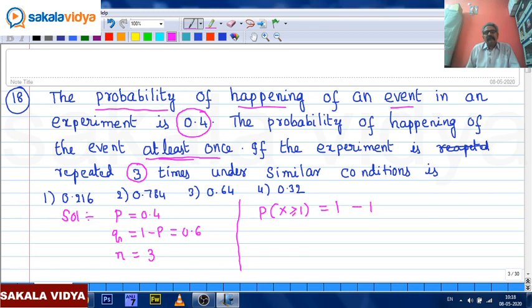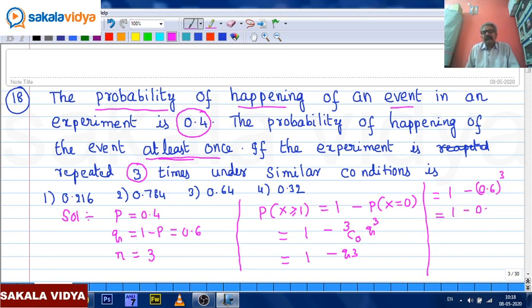This equals 1 minus P of x is equal to 0. So this equals 1 minus 3C0 into q to the power of 3 and p power 0. So 1 minus 3C0 is 1, q cube. That means we need to do like this, 1 minus q cube. Q is how much? 0.6 whole cube. 6 cube is 216, so 0.216. Now 1 minus 0.216 will be 0.784. So the second option is the right option.